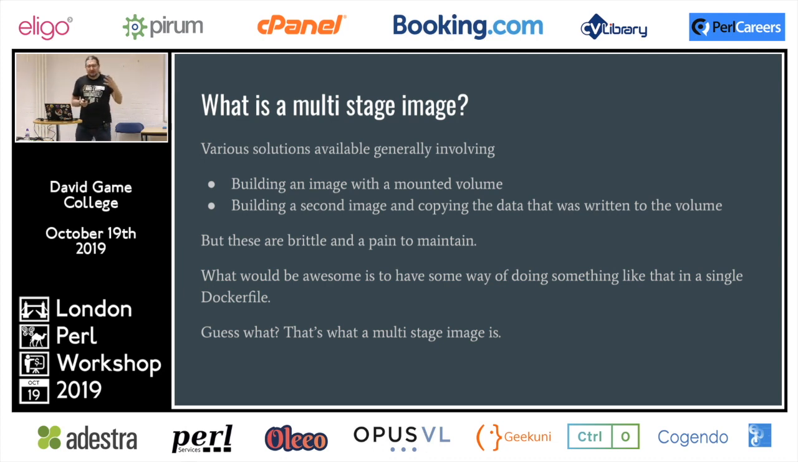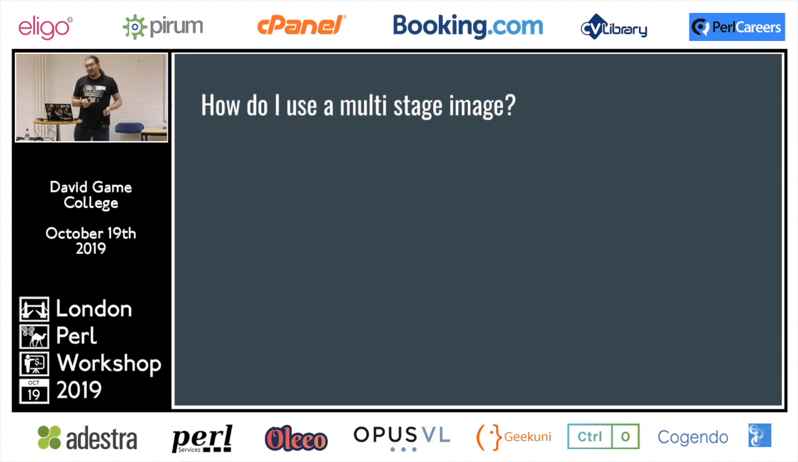So what would be really awesome is if there was a way we could get Docker to say, build my stuff, and then get the data from that build, but throw away the rest of it. And that is what a multi-stage image is. So I will now demonstrate how to build one.